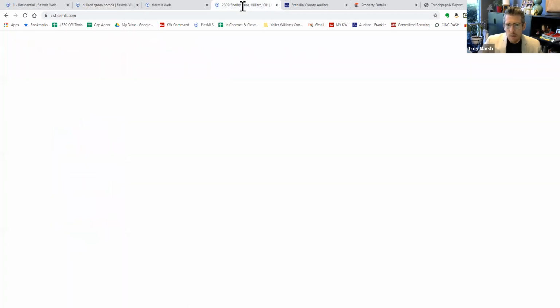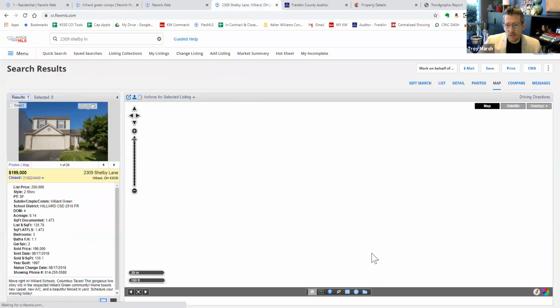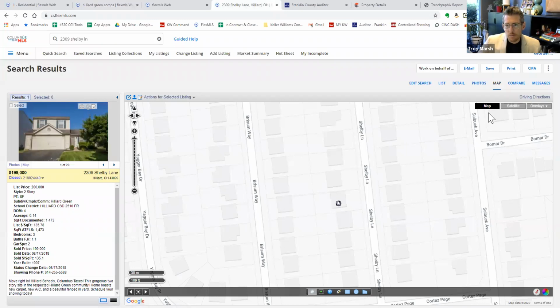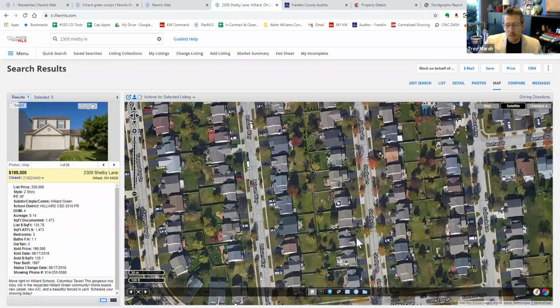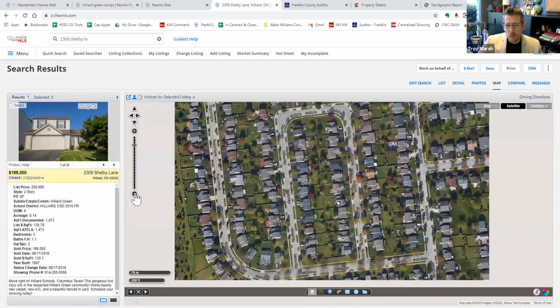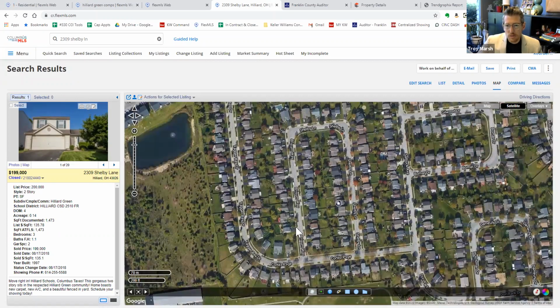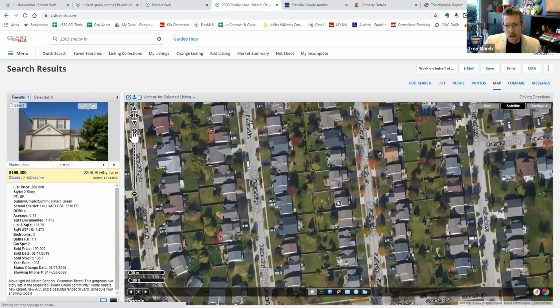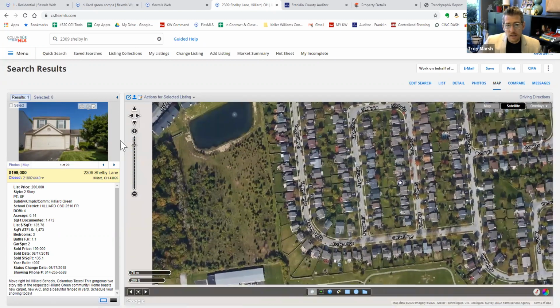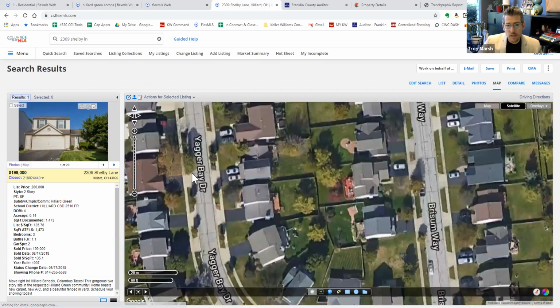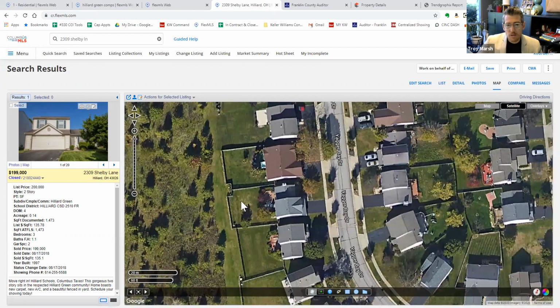On our subject property, the first thing I would do is look at the map and make sure that it doesn't back up to power lines, railroad tracks, or a major road. So this one doesn't. The other thing you're looking for though, this one backs directly up to another house. If you had this guy over here that backs up to this wide open area, that's definitely a positive.